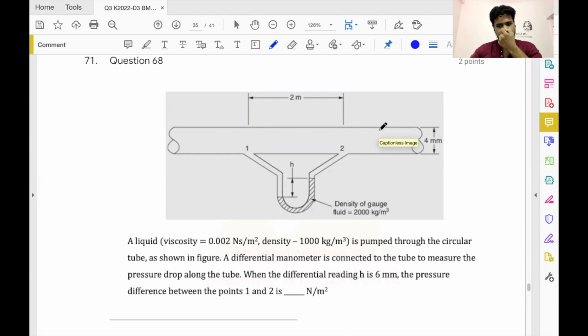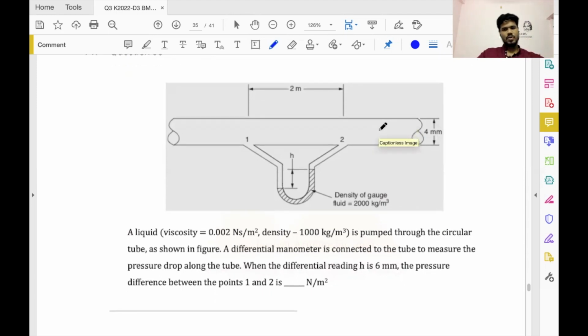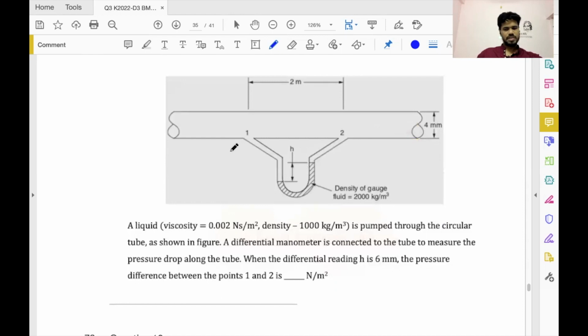A differential manometer is connected to a tube to measure the pressure drop along the tube, and the differential reading is this. Okay, this is just playing with pressures. Pressure and velocity, we can try to relate that, but there are no changes in cross section and all that. Just playing with pressure.